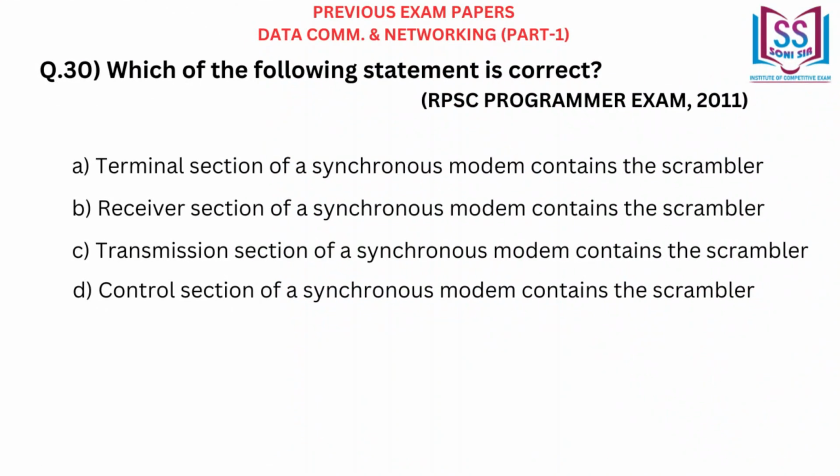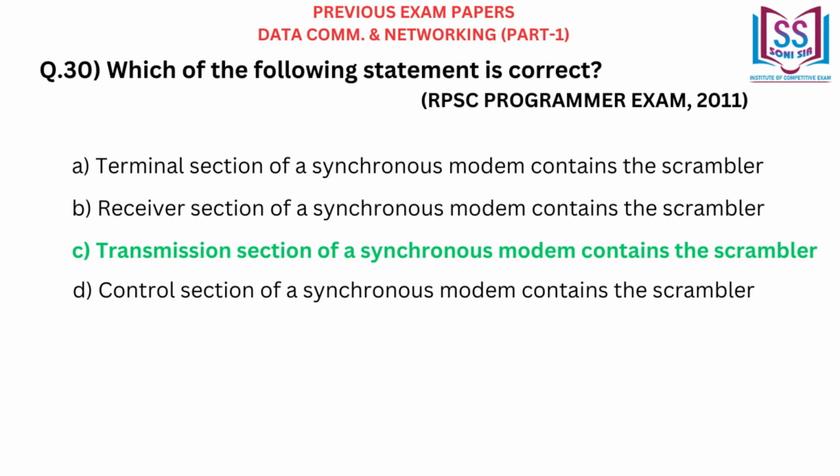Which of the following statement is correct? A. Terminal section of a synchronous modem contains the scrambler. B. Receiver section of a synchronous modem contains the scrambler. C. Transmission section of a synchronous modem contains the scrambler. D. Control section of a synchronous modem contains the scrambler. Correct answer C. Transmission section of a synchronous modem contains the scrambler.